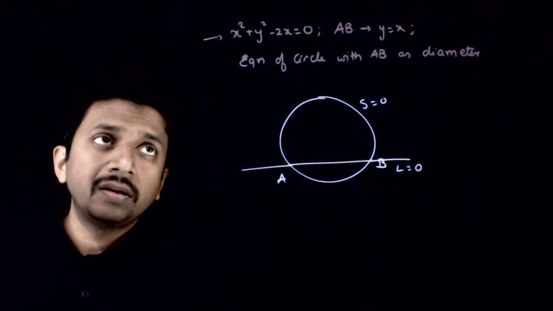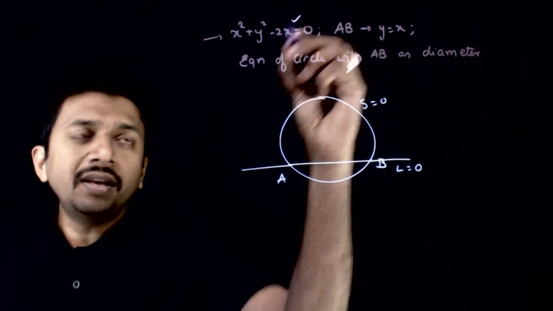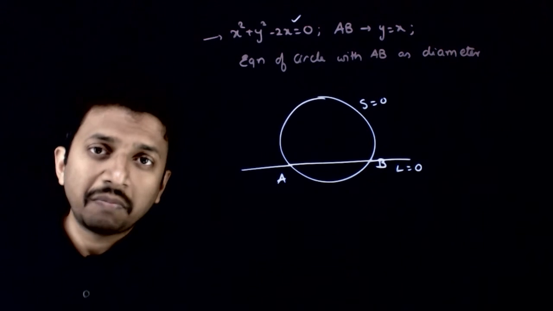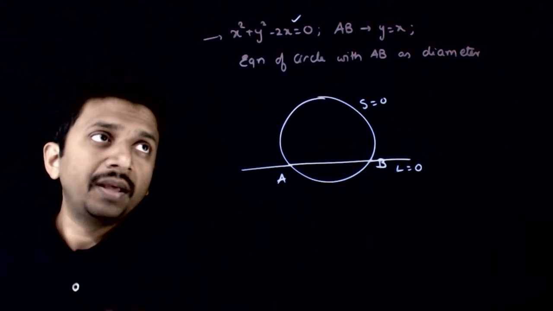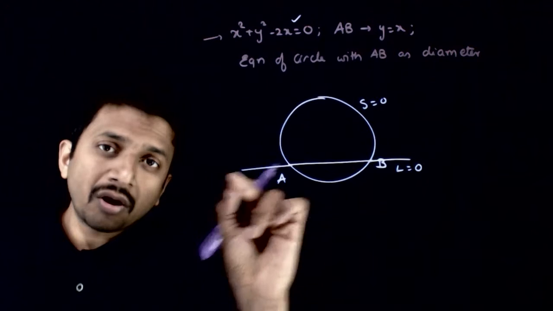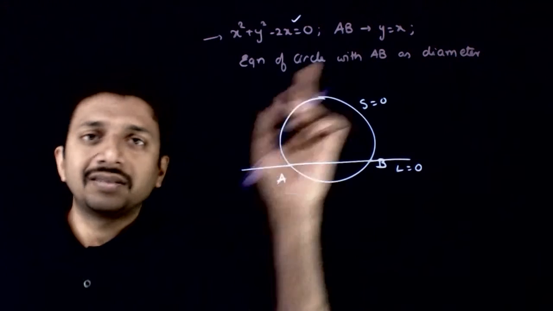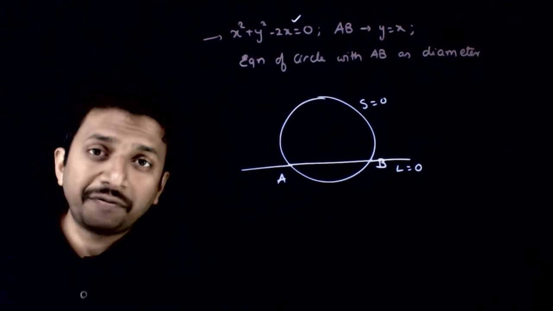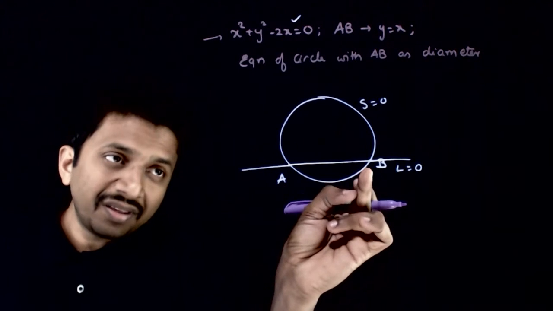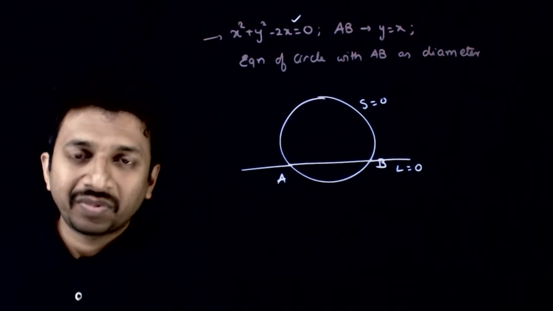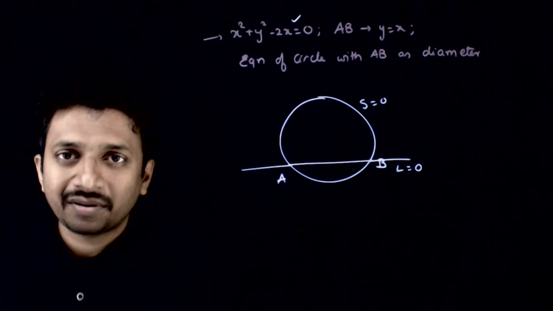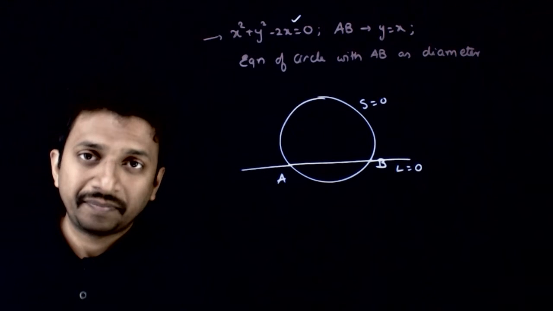So welcome students. In this question you're given a circle x square plus y square minus 2x is equal to 0. And you have a chord of the circle which is along the line y is equal to x. You're asked to find the equation of a circle with AB as diameter. So how do we do this?